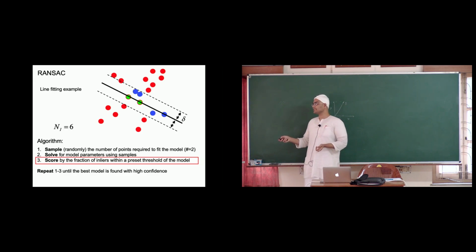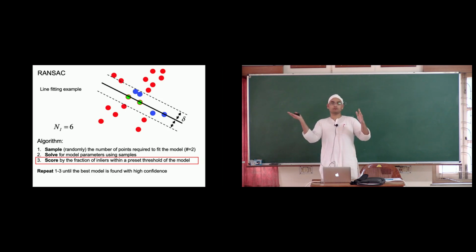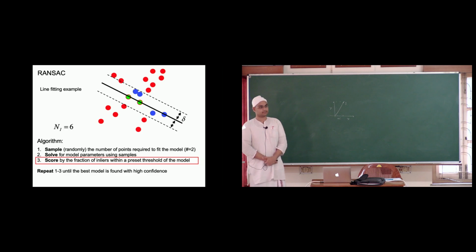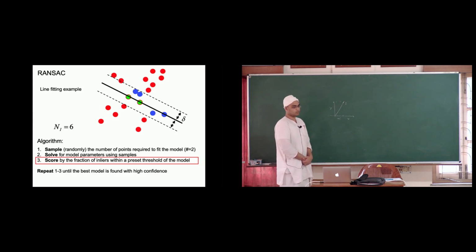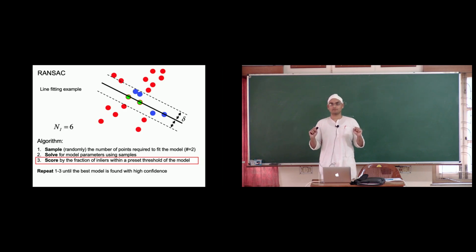It is scored by the fraction of the inliers within a preset threshold of the model. Right? If you come up with some line and many other points are telling you, oh, that is a good line, then this is going to be the winner. But a very important thing, as you are telling correctly, is how many times I want to iterate this. Is there a fixed number? This algorithm should be very clear to all of you. Clear?